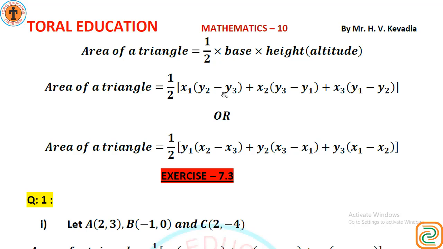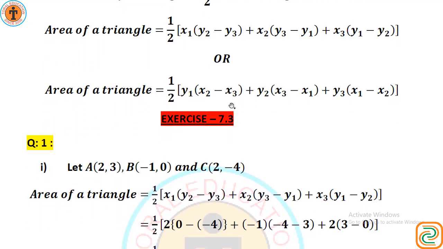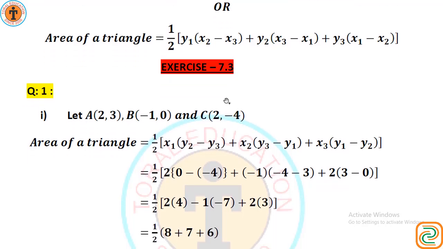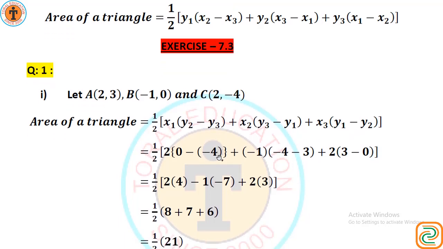Now let's see exercise 7.3. First exercise, first sum: find the area of the triangle whose vertices are given: A (2, 3), B (minus 1, 0), and C (2, minus 4). There are two sums in first question. So area of triangle, we have the formula half [x1(y2 minus y3) plus x2(y3 minus y1) plus x3(y1 minus y2)], right? So take the value.